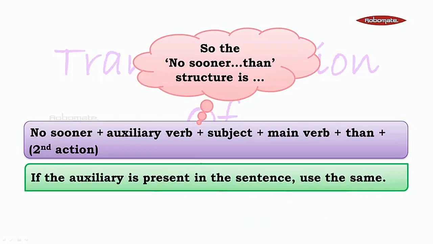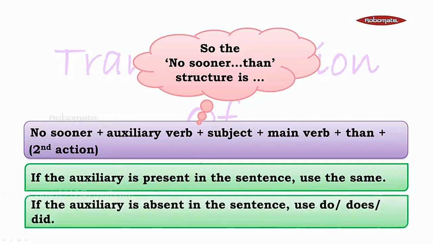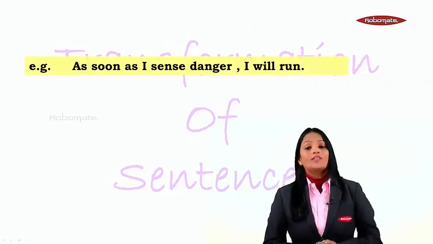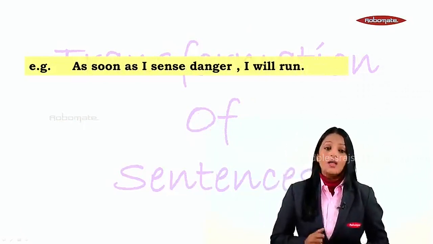If the auxiliary verb is present in the sentence, like the ones that you saw earlier, use the same. If the auxiliary verb is absent, now what do we do? Use do, does, did. Let's understand this again with examples. "As soon as I sense danger, I will run."